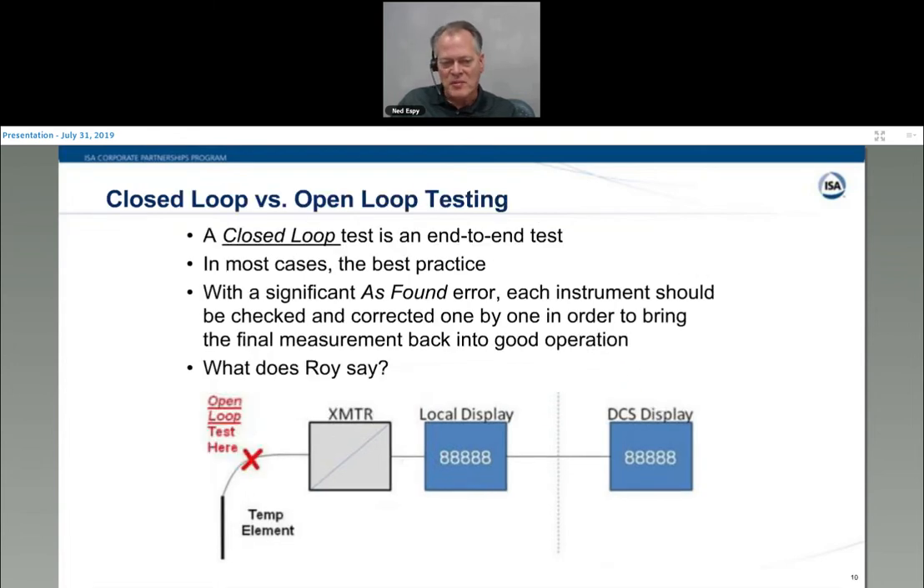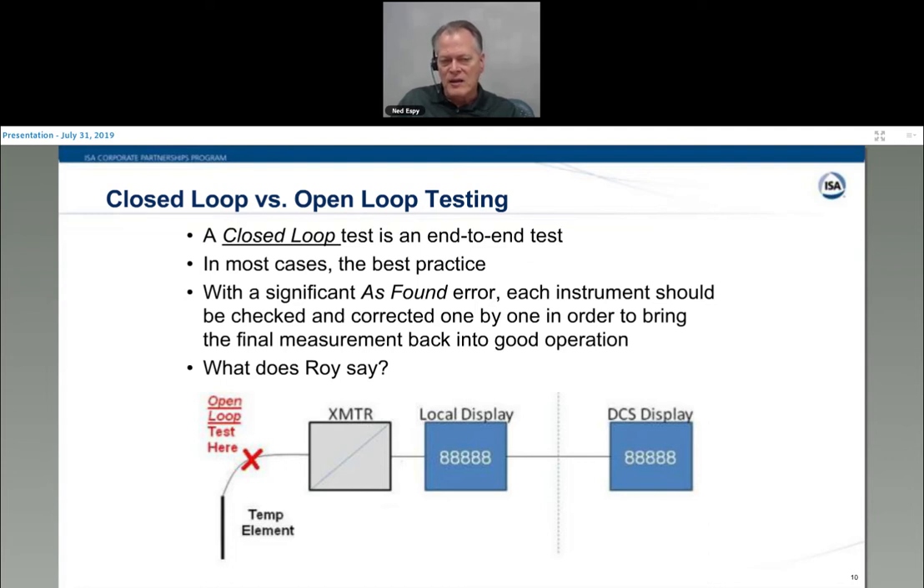Now, there's always a problem, and temperature is a good example. What if this probe really can't be removed? So a closed loop, that's kind of a term I've coined, is the best method or best practice you want to do end to end. But if you can't do that, then in this case, there are three elements. We're going to remove one element and then simulate a signal in here.